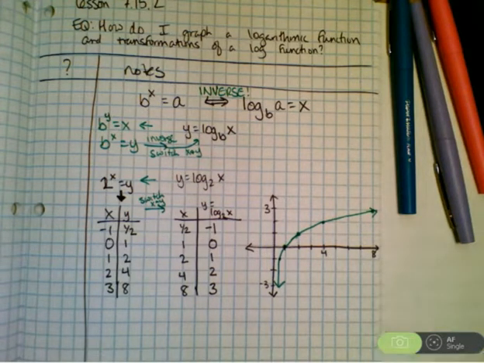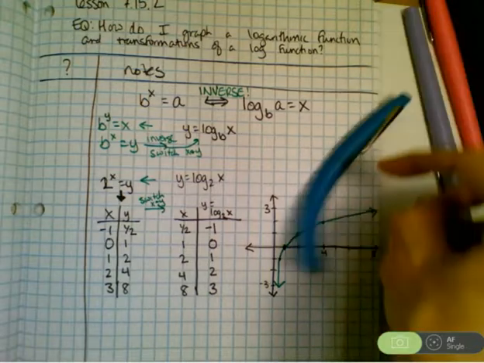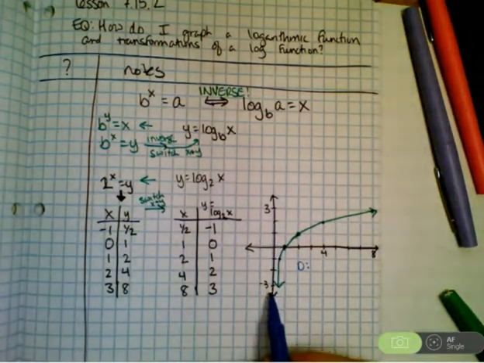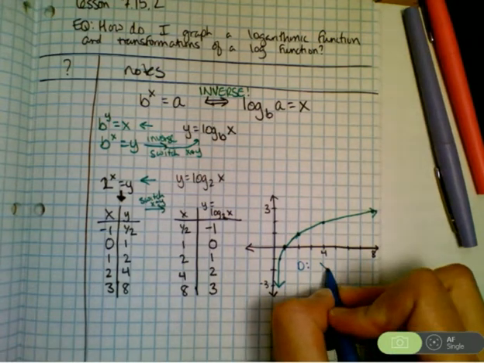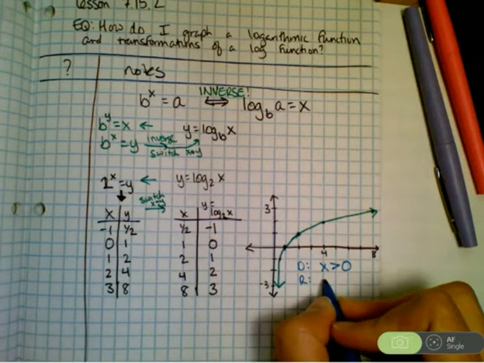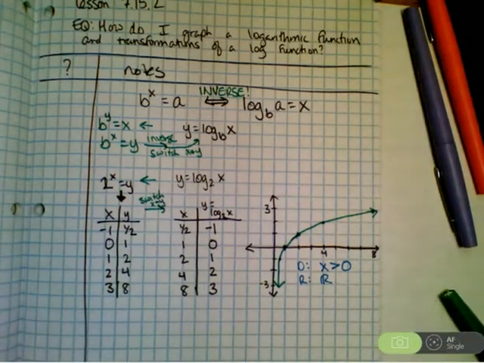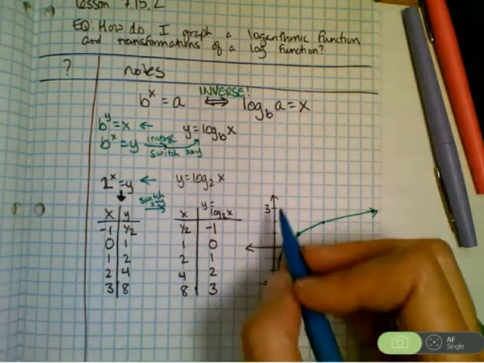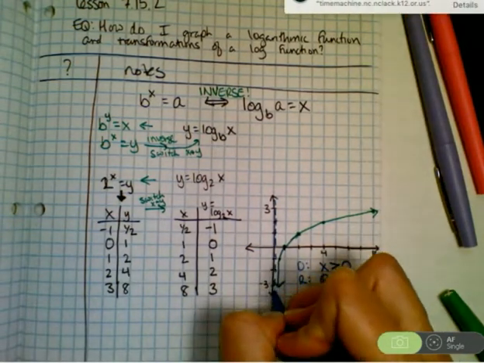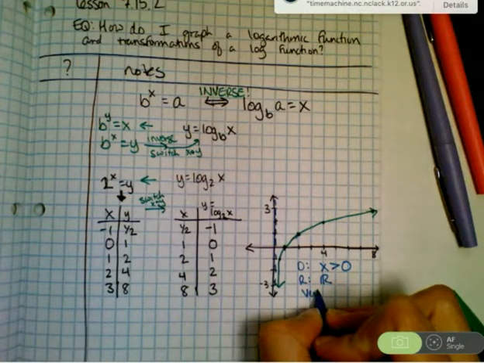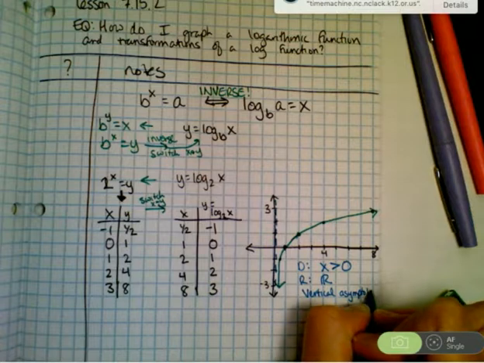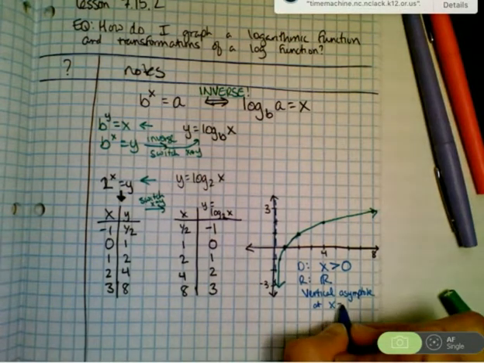So when we look at this graph, there's a couple of important things to notice. The domain for this, notice that the smallest x could ever get to is 0, so the domain is just x is greater than 0. The range in this particular one is all real numbers. The y values could be anything. This has a vertical asymptote instead of a horizontal asymptote. So it has a vertical asymptote at x equals 0.